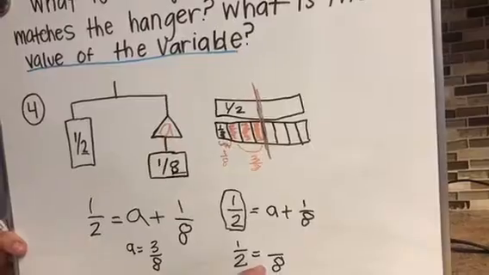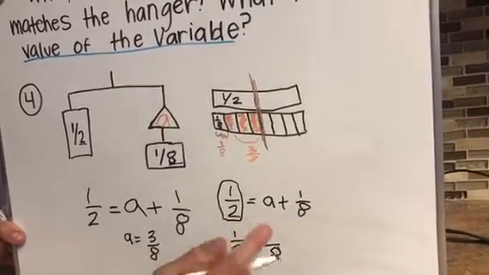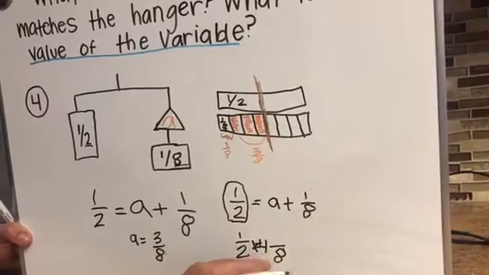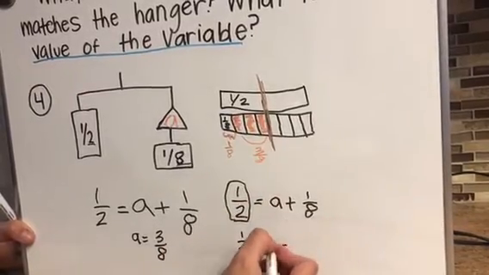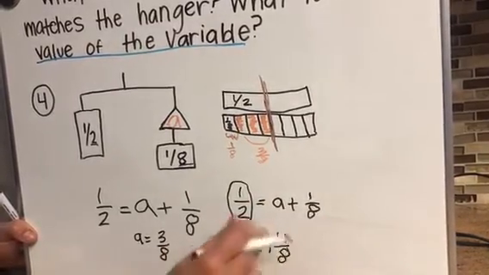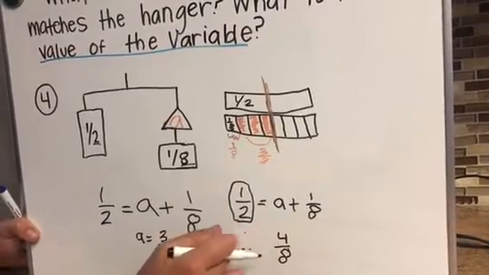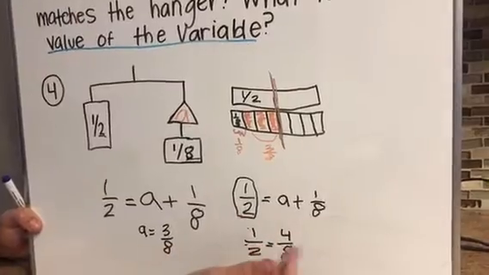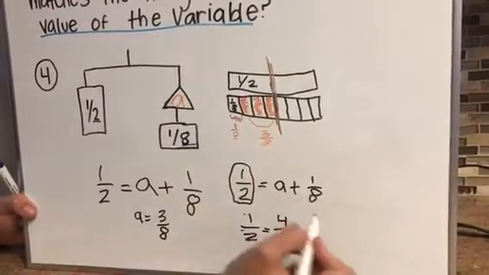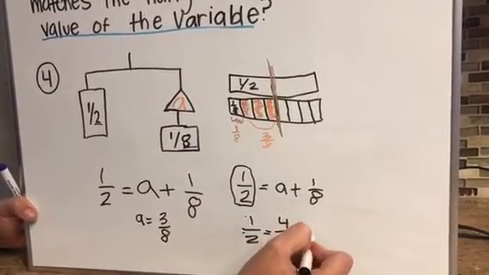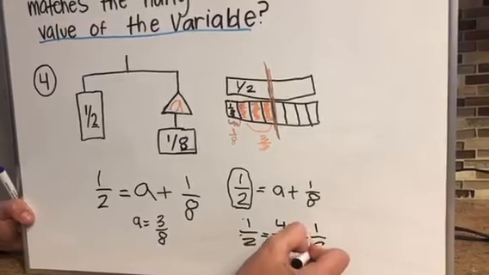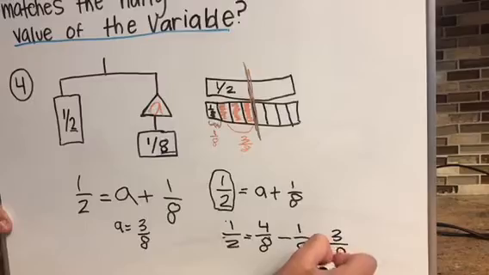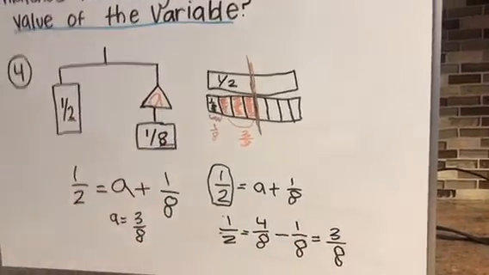2 goes into 8 4 times, and what you do to the bottom, you always have to do to the top. So 2 times 4 equals 8, 1 times 4 equals 4. So 4/8. 1/2 is the same as 4/8. It's an equivalent fraction. So now we can do this. 4/8 minus 1/8 equals 3/8. That works just the same.